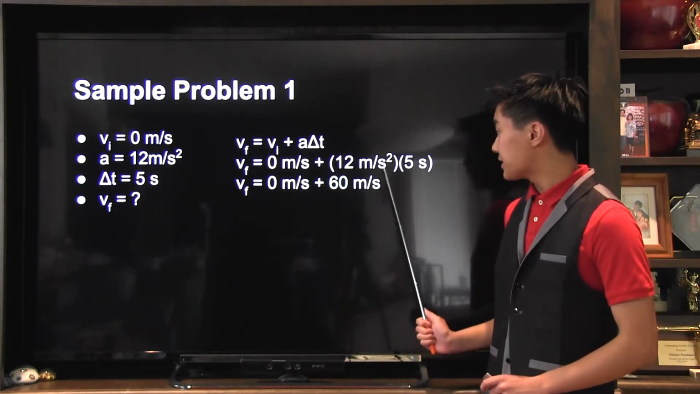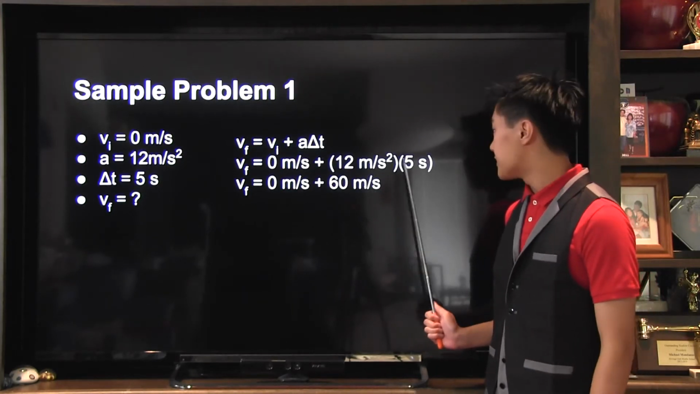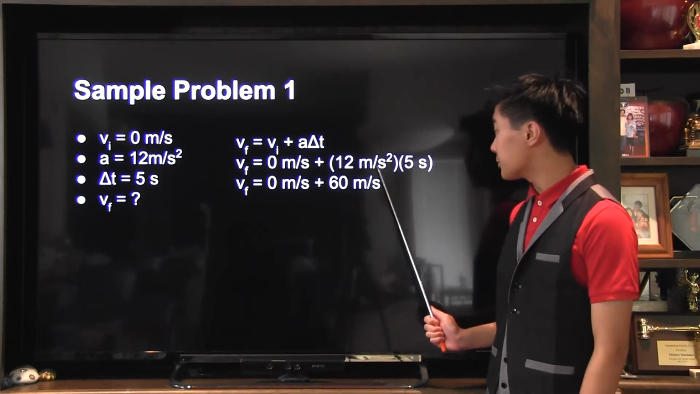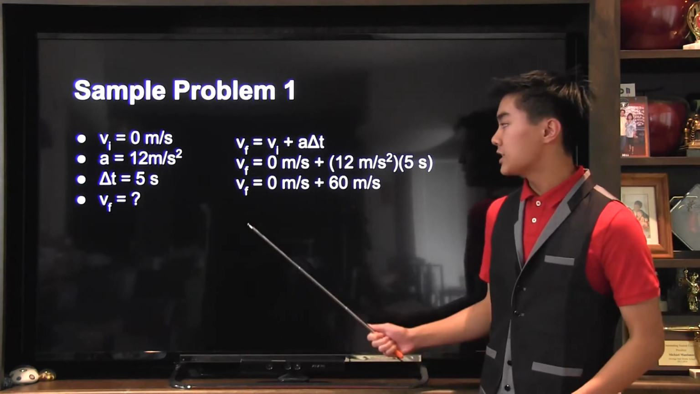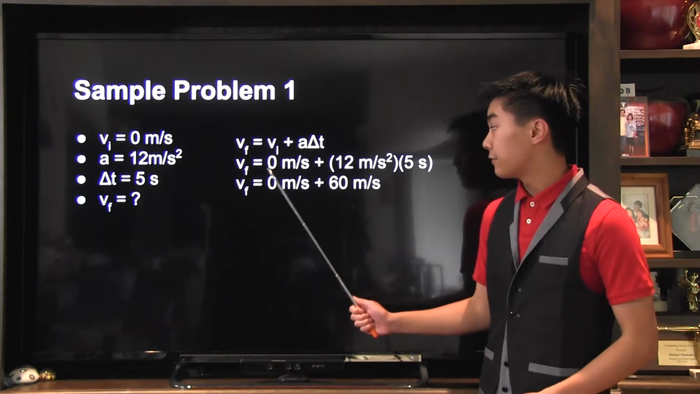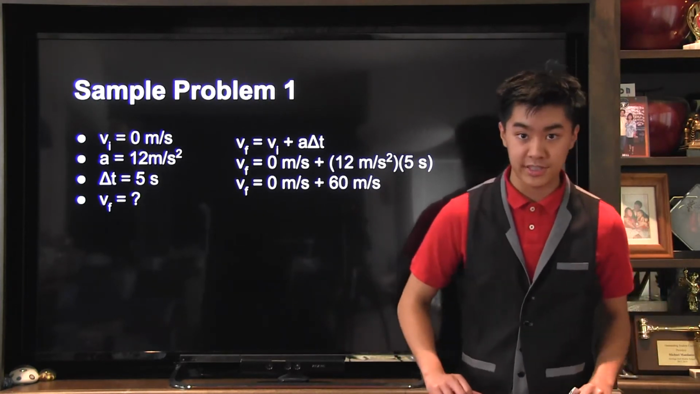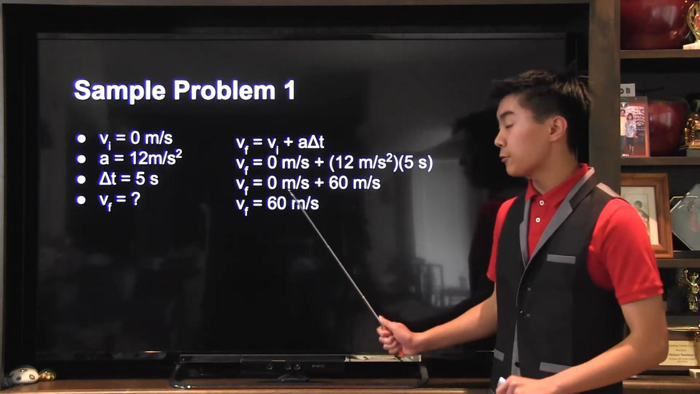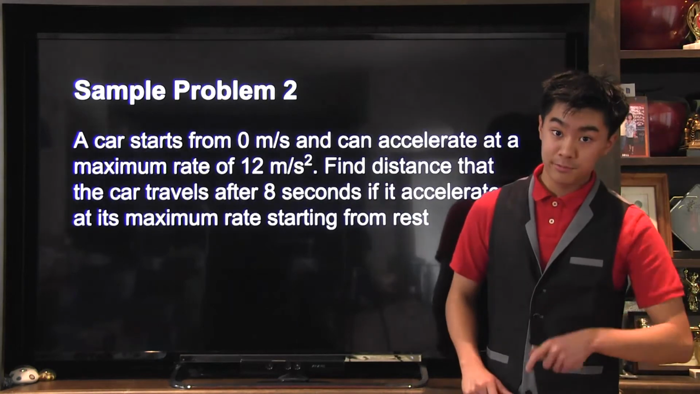Now, you'll notice that seconds squared is on the bottom of this unit, and seconds is here. So when you multiply these two together, it cancels out the square, and you're left with simply meters per second. So simplifying, we get final velocity equals 0 meters per second plus 60 meters per second. So the final velocity equals 60 meters per second. Let's move on to a second practice problem.